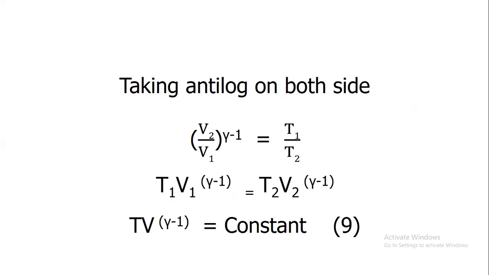Taking antilog on both sides, V2 over V1 to the power gamma minus 1 equal to T1 over T2. So T1 V1 to the power gamma minus 1 equal to T2 V2 to the power gamma minus 1. So TV to the power gamma minus 1 equal to constant.